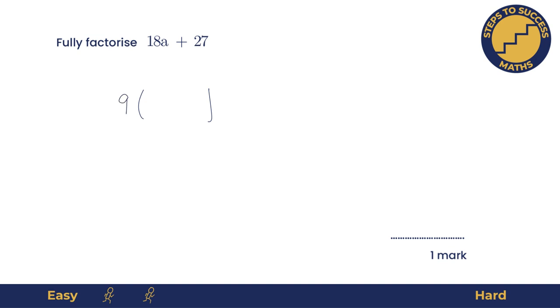So bring out 9. 9 bracket, then 9 times 2 will make 18, and we've got the letter a, plus 9 times 3 will make 27. And now it's factorised.